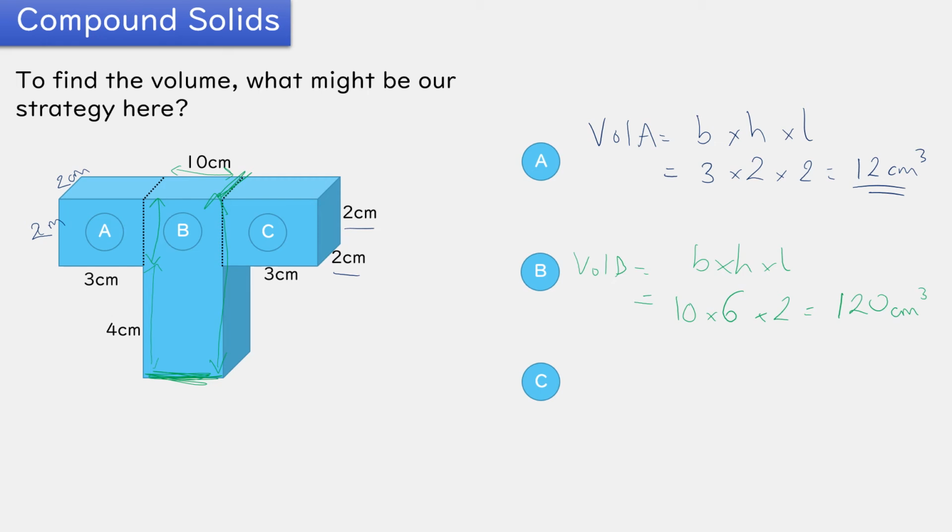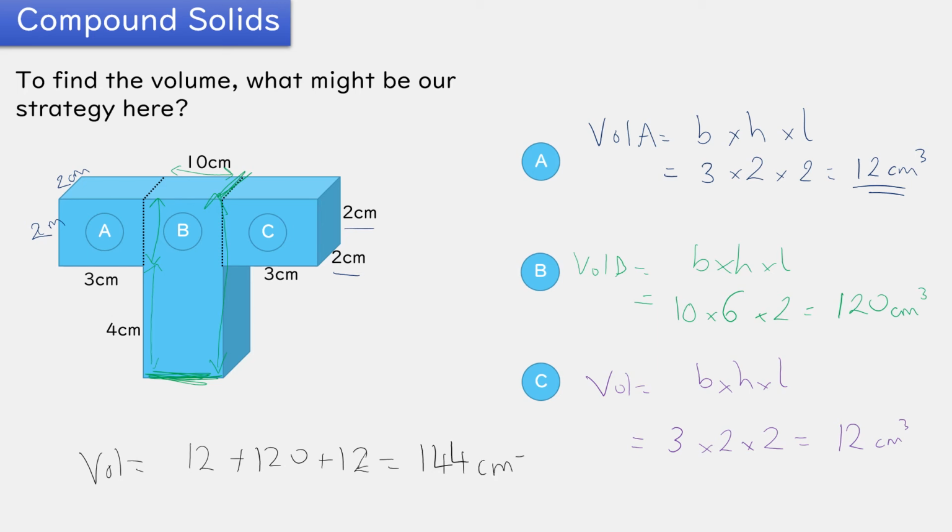Last shape is the C, that's solid there. It's also a cuboid, so we've got base times height times length. The base is 3, the height is 2, the length is 2, so the same as A actually. We've got 3 times 2 times 2 gives me 12 centimetres cubed. I found the volume of A, B and C separately, so the total volume will be all of those added together. 12, add 120, add 12, will give me 144, don't forget the units, centimetres cubed.